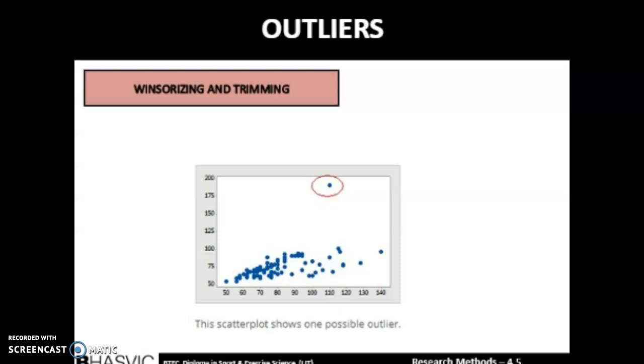Finally, there are outliers. Outliers are points that don't quite fit with the data. As you can see above, the circle point at the top is an outlier. It goes against the trend of the other data. There are two ways that a researcher can deal with outliers.